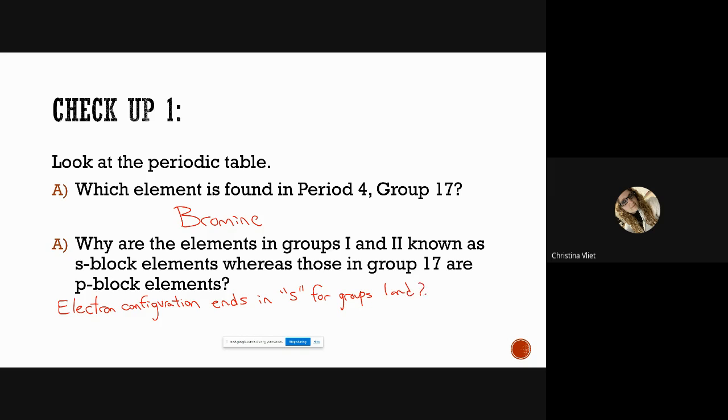This is literally just saying the thing that I taught you before, that this is the S section. The electron configurations here will always end in S, like sodium's 3s1, magnesium's 3s2. Whereas group 17 would be in the P block, same idea. The electron configuration ends in P for group 17.